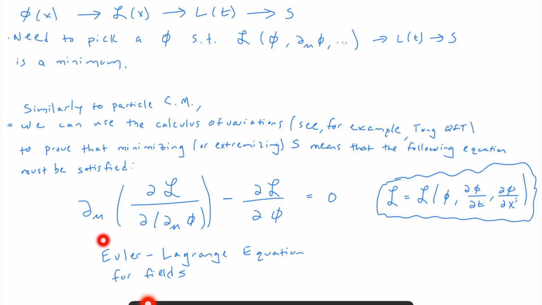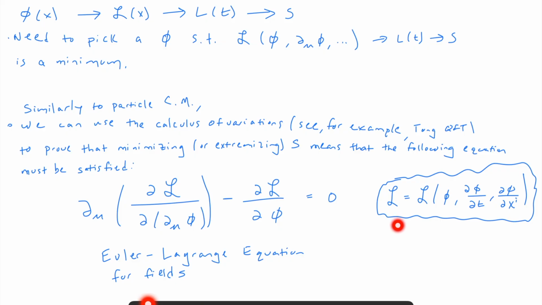The partial derivative with respect to mu of this quantity, which is the partial derivative of the Lagrangian density with respect to the partial derivative with respect to mu of phi, minus the partial derivative of the Lagrangian density with respect to phi, equals 0. That is the Euler-Lagrange equation. We'll go over some more specifics of this in the next slide. Again, it looks more complicated than it usually is once you start to work with it.